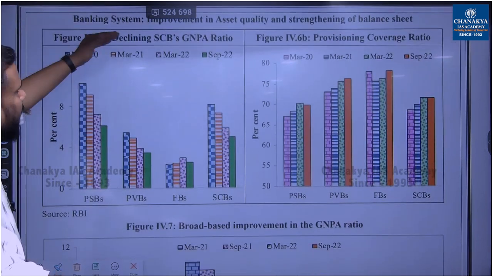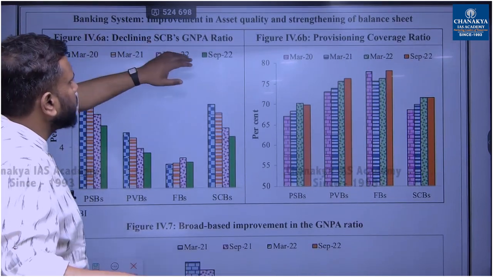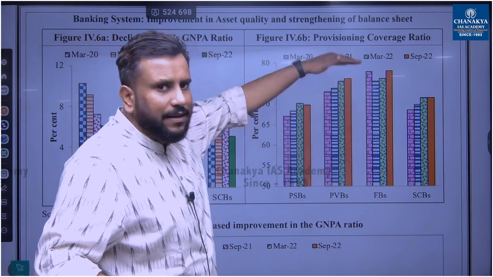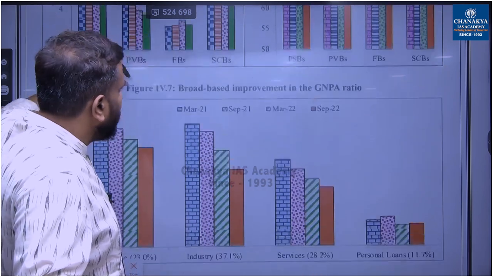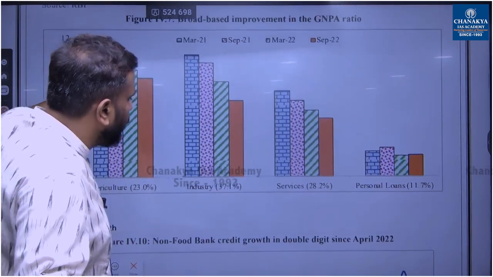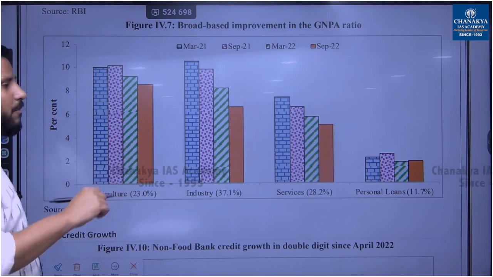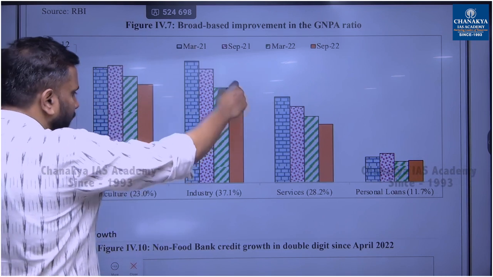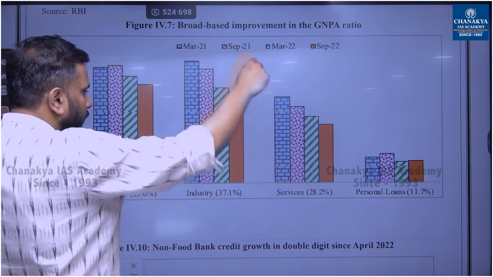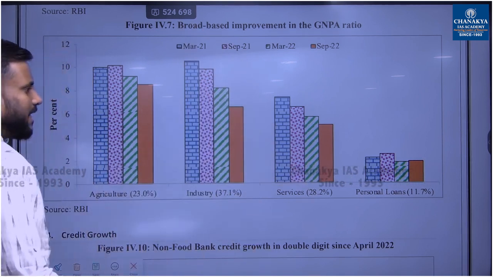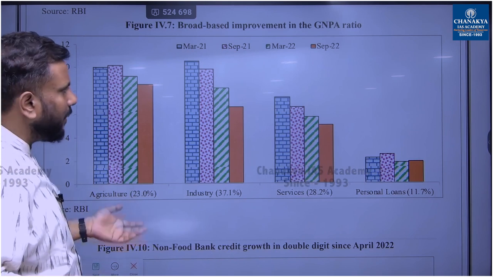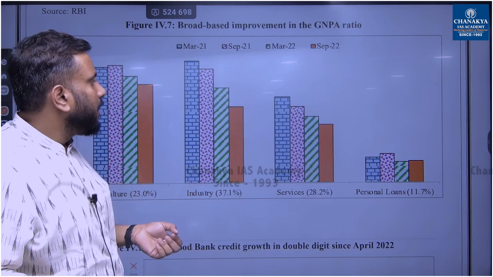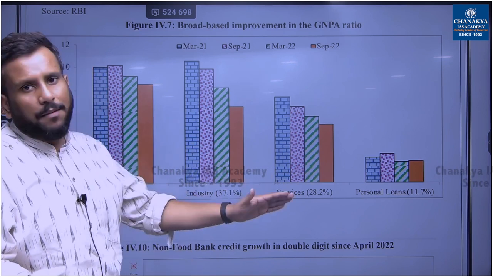So look, these are the comparisons: how scheduled commercial banks' GNPA, gross NPA, has been declining, and how the provisioning coverage ratio has increased, right? There is a broad-based improvement in GNPA. So for every sector, the gross non-performing asset has reduced. You can see for agriculture, it has reduced. For industry, it has reduced. For services, it has reduced. And for personal loans, it has reduced. So that is the credit which should be given to the government and also to the RBI, that NPAs have come down in every sector.